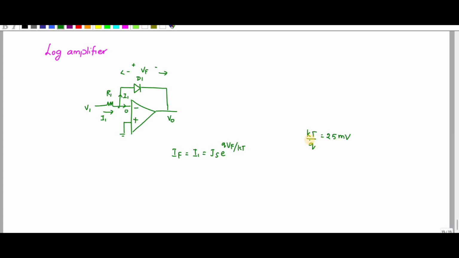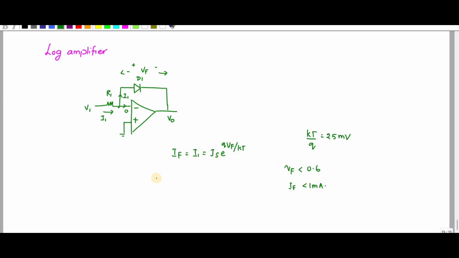Where Q is my electron charge, VF is nothing but forward bias voltage, K is a Boltzmann constant and T is absolute temperature, which is measured in Kelvin. Okay, so the VF value is approximately less than 0.6, and therefore the IF value is less than 1 milliamp. Okay.